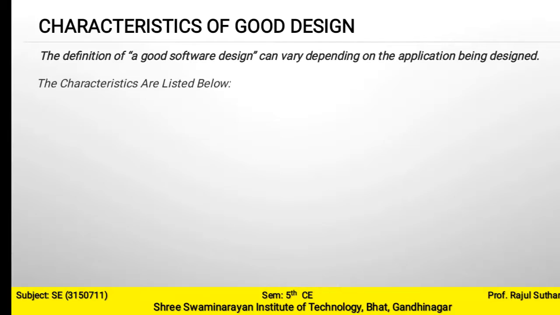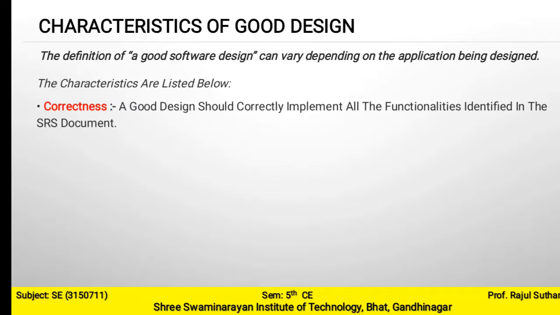Here the characteristics are listed, like correctness, meaning a good design should correctly implement all the functionality identified in the software requirement specification. If you represent your design, the design must be correct. Then second, understandability, meaning a good design is easily understandable for the end user, or if you present the design to the team, each and every team member can easily understand. So this is a characteristic of good design, understandability.